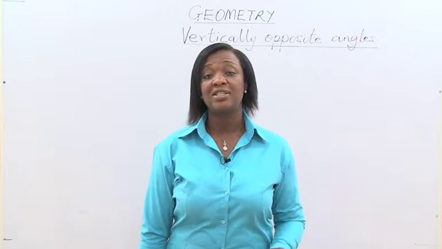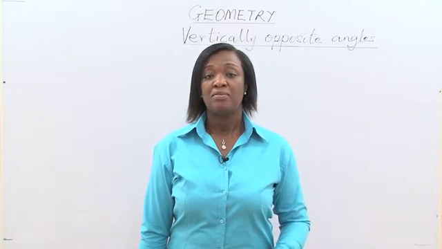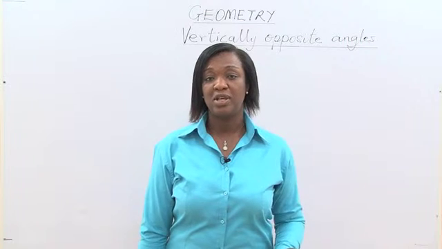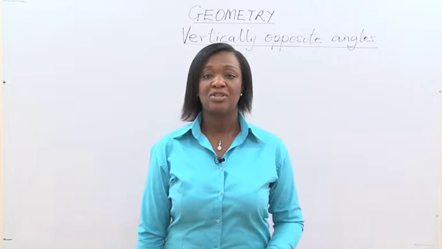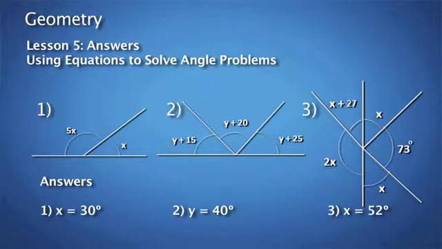We're continuing our lessons on geometry. But before we go on to what we have for today, let's look at the answers to the last exercise. Calculate the value of the unknown angles. For number 1, x is equal to 30. Number 2, y is equal to 40. And number 3, x is equal to 52. I'm very sure you got them all correct.